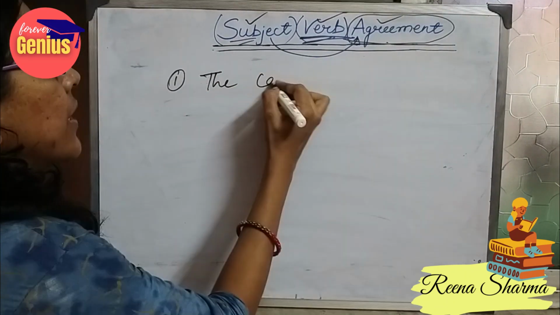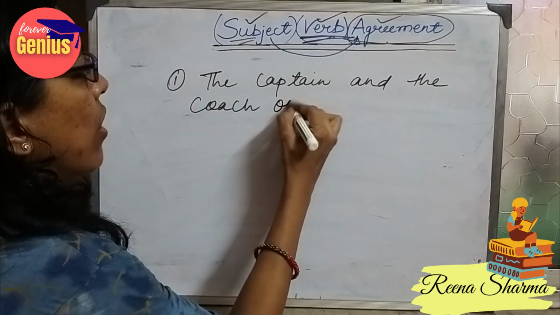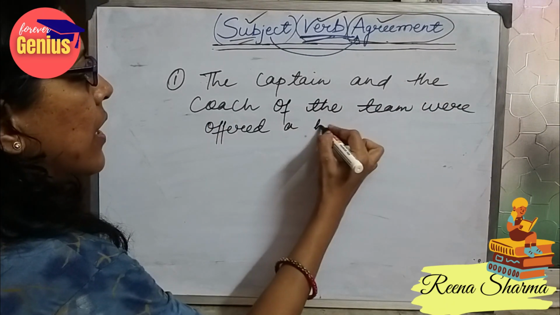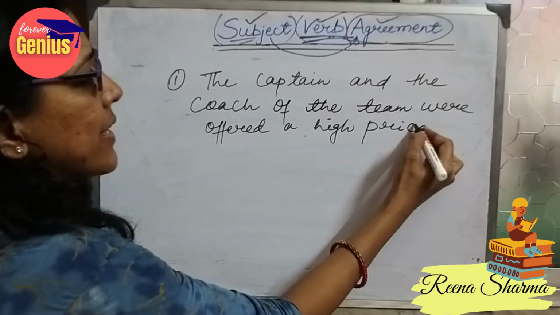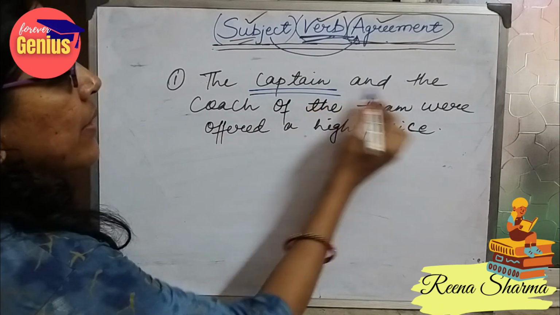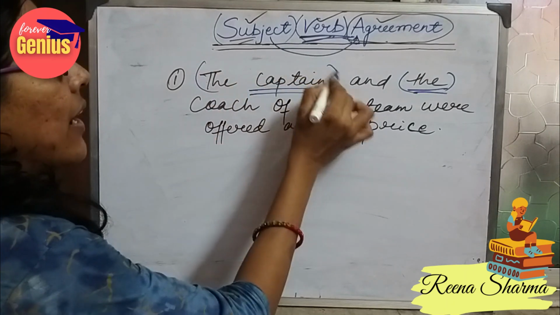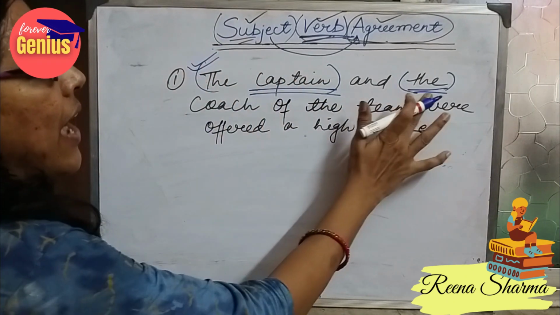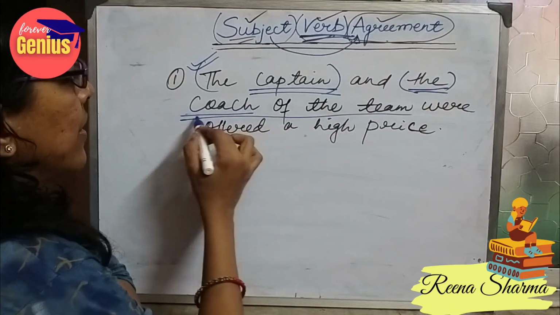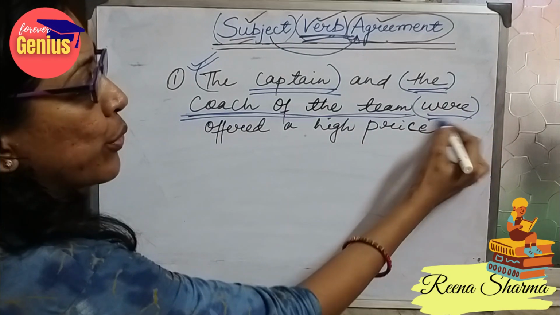The captain and the coach of the team were offered a high price. In this case, we can see that both the captain and the article is used here. It means the captain is a different person and the coach of the team is a different person. They cannot be termed as one person. So we are using the verb as plural form.